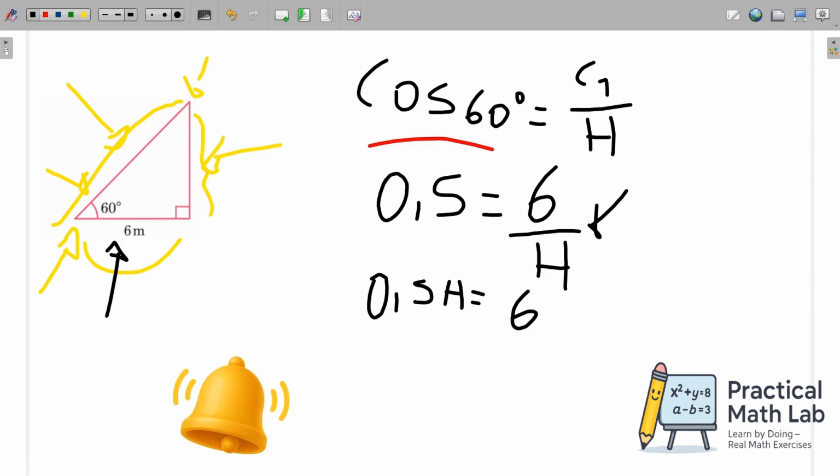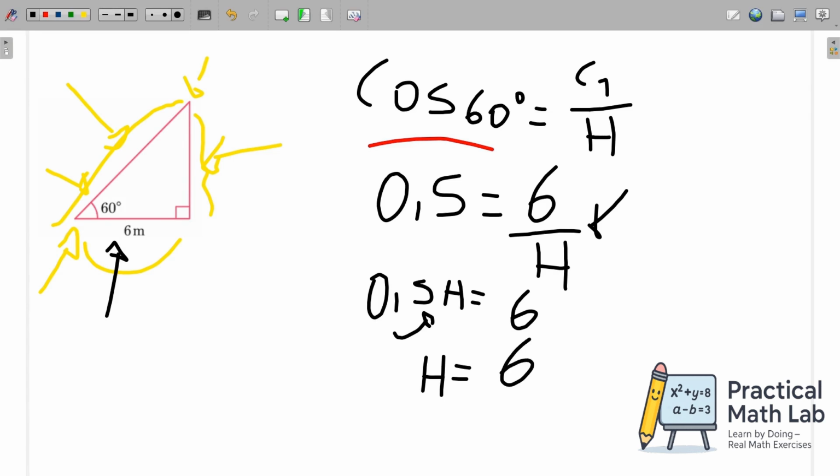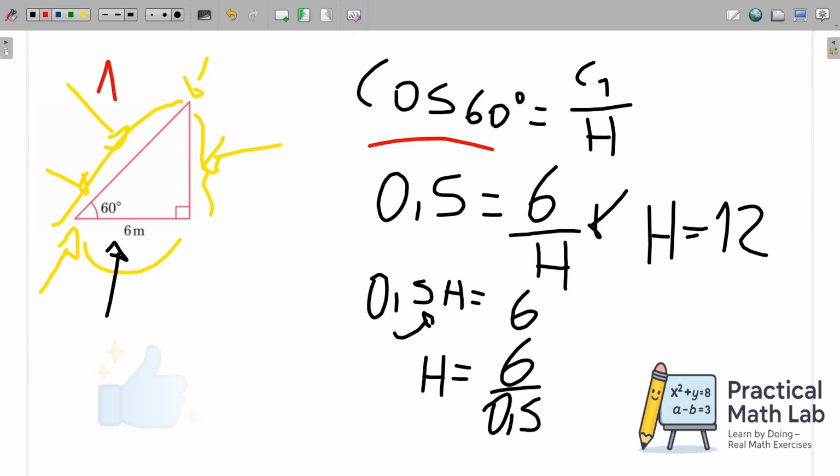Now, here it's multiplication. So when you move it over, it becomes division. So the hypotenuse equals 6 divided by 0.5. So the hypotenuse is 12. What's the answer here? The ladder is 12 meters long.